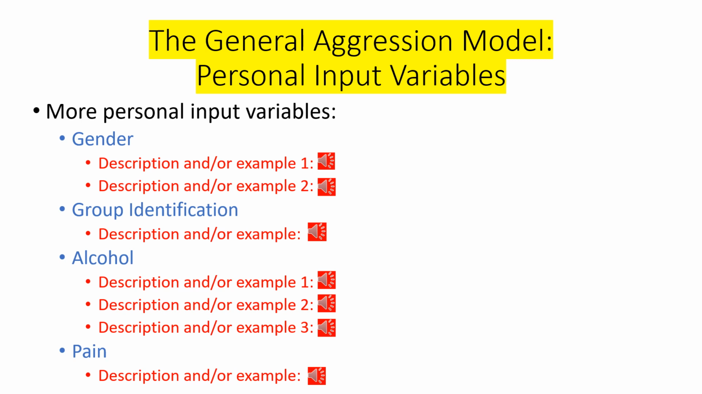This personal input variable is pretty straightforward. Simply put, people are more likely to aggress when they're in pain. You ever slammed your finger in a car door and it pissed you off so much that then you kicked the car and then your foot hurt more than your finger did? Yeah, that's because when we're in pain, we want something or someone to join us, and therefore we're more likely to aggress.